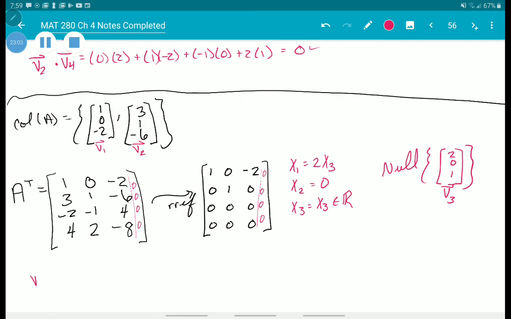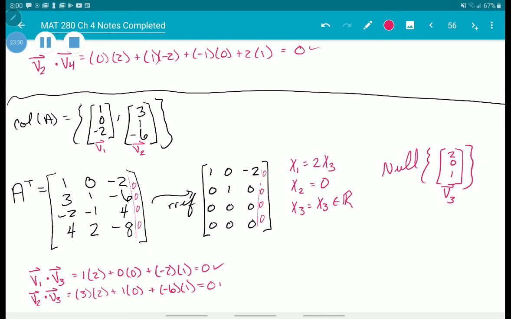Just to show that orthogonality, if I dot v1 with v3, I'm going to get 1 times 2 plus 0 times 0 plus negative 2 times 1. And I see I get 0. And if I dot v2 with v3, I'm going to get 0 also. So we're showing that they're orthogonal.